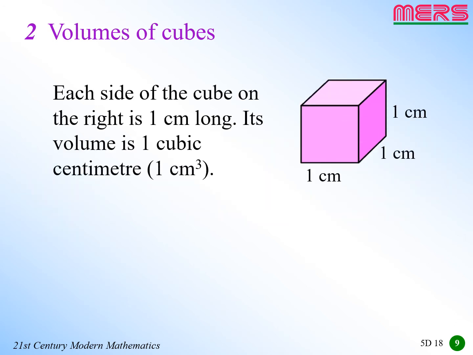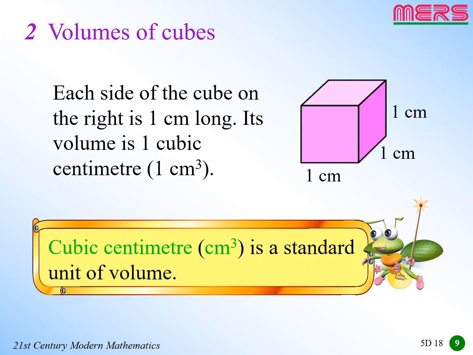Let's take a look at the cube here. Each side of the cube on the right is 1 centimeter long. Its volume is 1 cubic centimeter. That is the length times the width times the height. Cubic centimeter is the standard unit of volume. Of course, for larger objects we could use cubic meters, for example for the volume of a swimming pool.